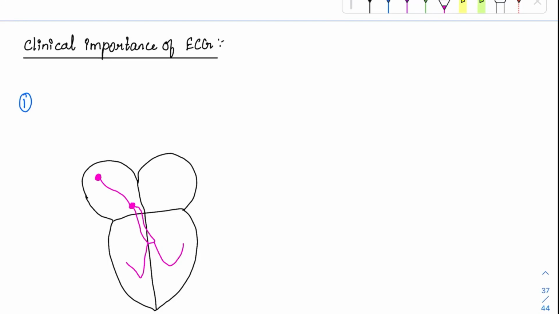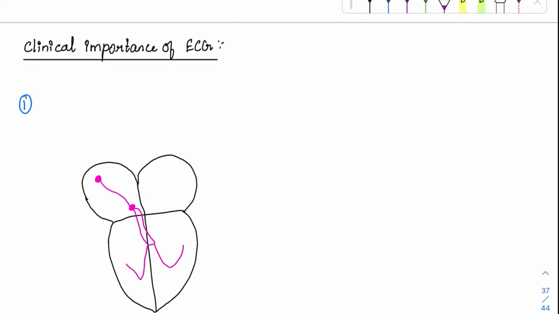Now we are going to discuss the clinical importance of ECG. There are a few clinical importance points which are very easy to pick up. Since we have understood the basics, you can easily attempt all these MCQ questions. So, coming to the first disease discussion, which is called Wolff-Parkinson-White syndrome.